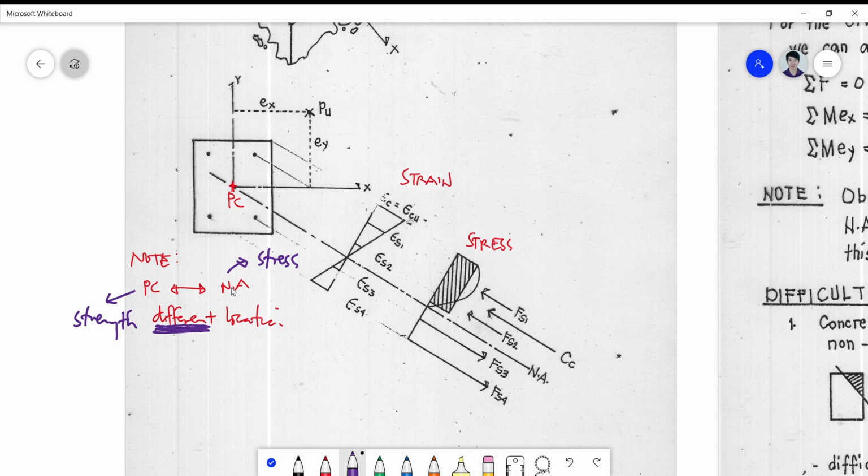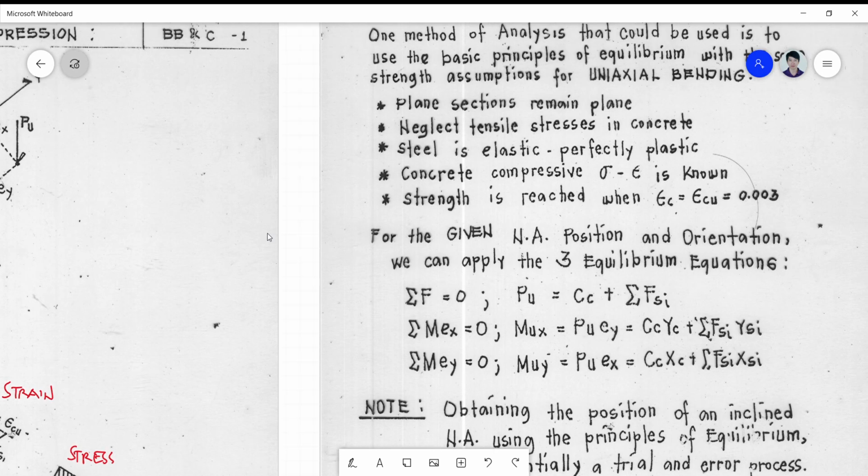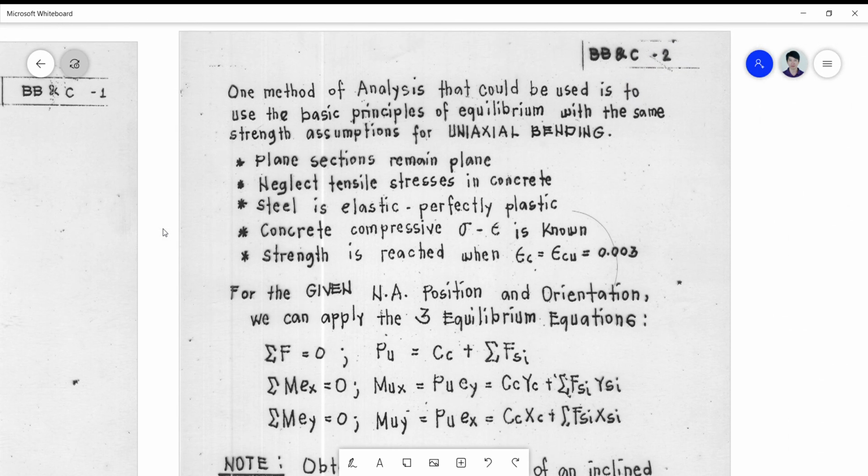I hope you know how to deal with such a situation, because this is just a basic column analysis we do in our college. So let's proceed with the method of analysis. The method of analysis is simply the use of the basic principles of equilibrium with the following assumptions. Normally, these are the assumptions that we always follow or satisfy for reinforced concrete members.